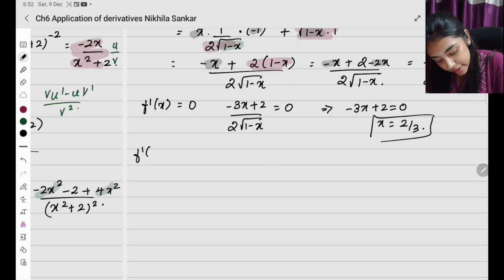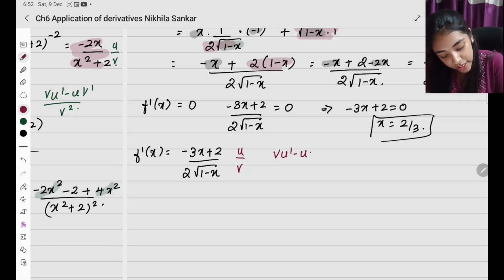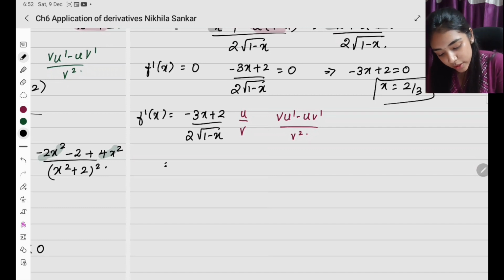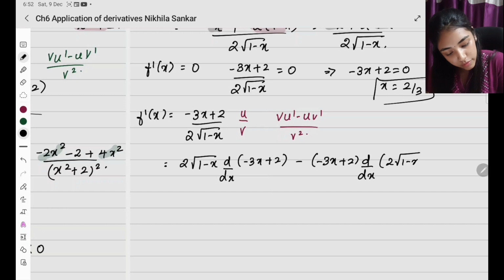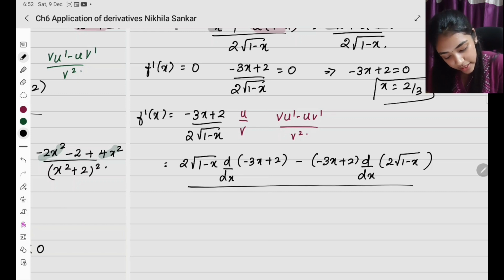So what is my first derivative? f dash of x is (-3x + 2) divided by 2 root of (1 - x). Again, this is of the form u divided by v. So (v u dash minus u v dash) divided by v square, the denominator square. So carefully, I have v u dash: 2 root of (1 - x) times d by dx of (-3x + 2), minus u v dash, which is (-3x + 2) times d by dx of the denominator 2 root of (1 - x), the whole divided by the denominator square, so (2 root of (1 - x)) the whole square.